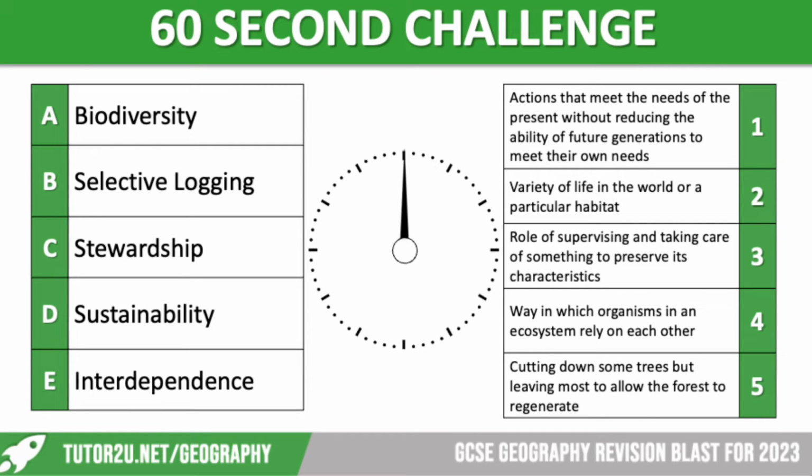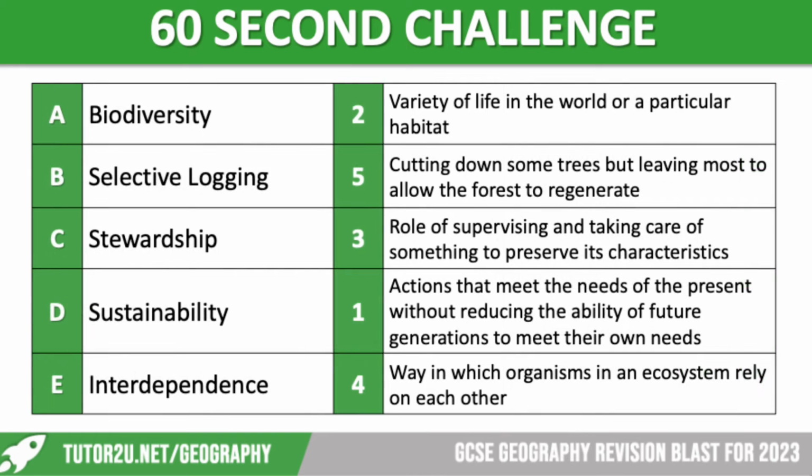So let's see if you manage to get these correctly matched up. So A2, biodiversity is a variety of life in the world or a particular habitat. B5, selective logging, which is cutting down some trees but leaving most to allow the forest to regenerate. C3 is stewardship, the role of supervising and taking care of something to preserve its characteristics. D1, sustainability, actions that meet the needs of the present without reducing the ability of future generations to meet their own needs. And E4, interdependence, the ways in which organisms in an ecosystem rely on each other.